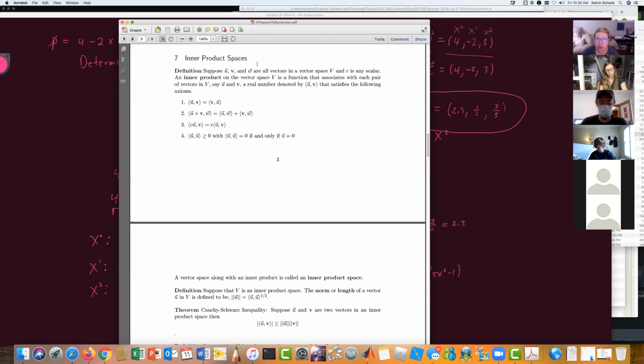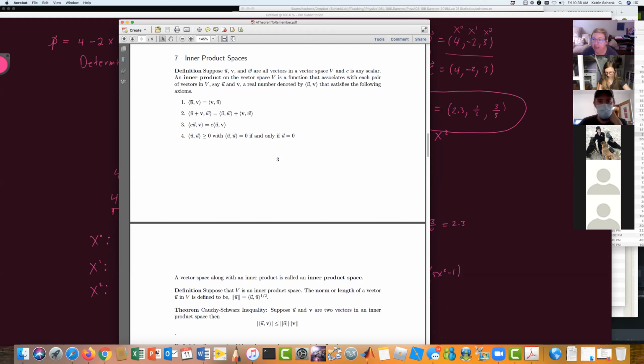Let's read the definition. Suppose u and v and w are all vectors in a vector space V. Ignore the fact that v doesn't have a thing over it. That was my bad when I was making this, because sometimes vectors are signified with bold. Anyway, these are all vectors in a vector space V, any vector space, and c is any scalar. An inner product on the vector space is a function that associates with each pair of vectors in V, say u and v, a real number denoted by this bracket u, v, that satisfies the following axioms.